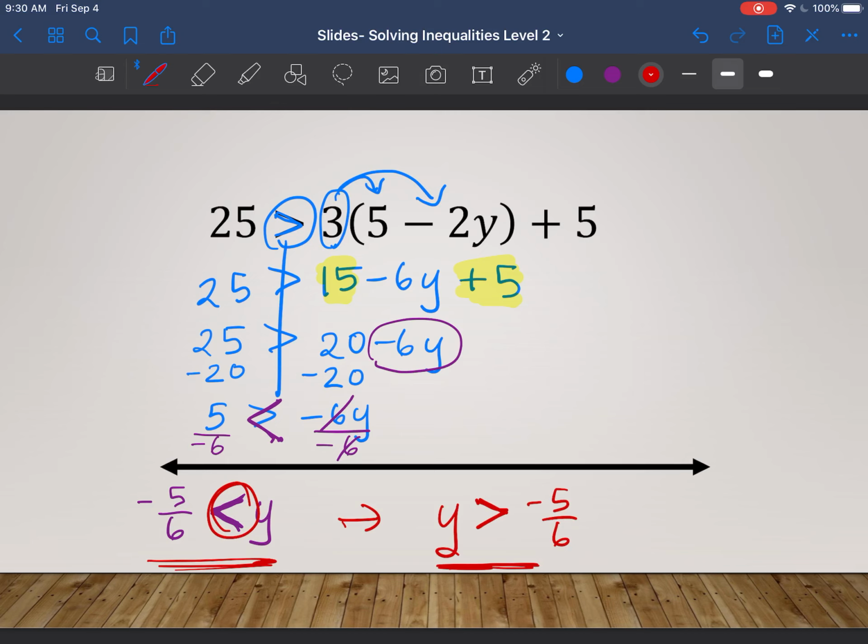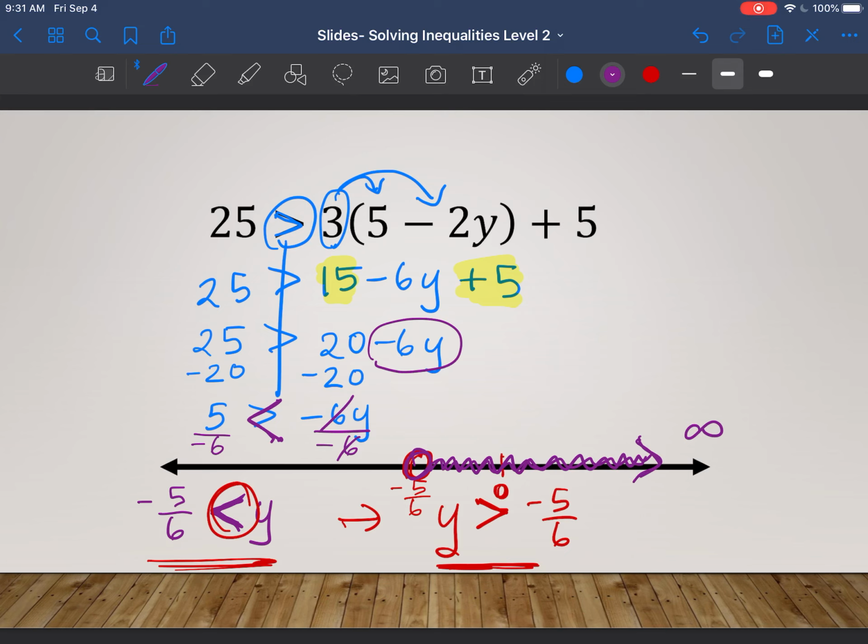To put this on our graph, we're going to put the negative 5/6. I would just put it right in the middle. If we were to put 0 on here, it would be over here. I am using an open circle because there is no line here. Because y is greater, the greater numbers are this way, towards positive infinity. This would be the graph of our solution set.